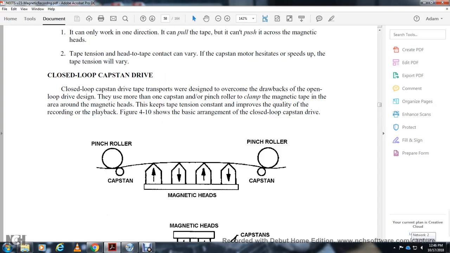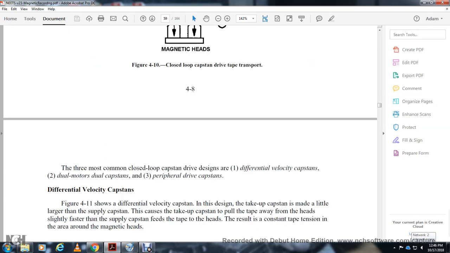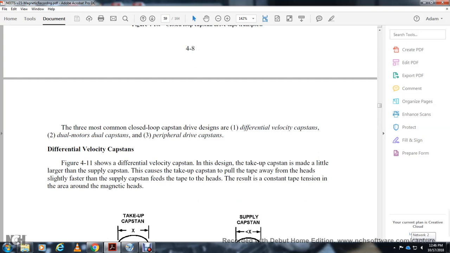The capstan, pinch roller, magnetic head, and turnaround roller. The three most common closed loop capstan drive designs are the differential velocity capstan, dual motor dual capstan, and peripheral drive capstans.